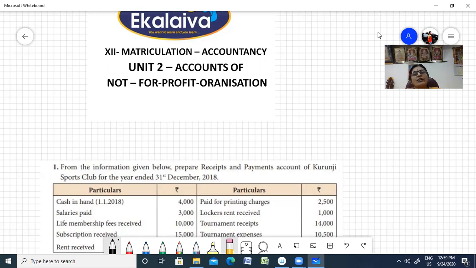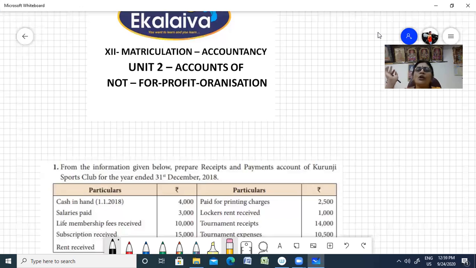So what is the source of income for these not-for-profit organizations? Their subscriptions, donations, grants, aids, legacies. These are the sources of income. They provide service to a specific group of the public at large. They do not undertake any business or trading activities, no buying and selling, no manufacturing, nothing. Their motive is only to give service.